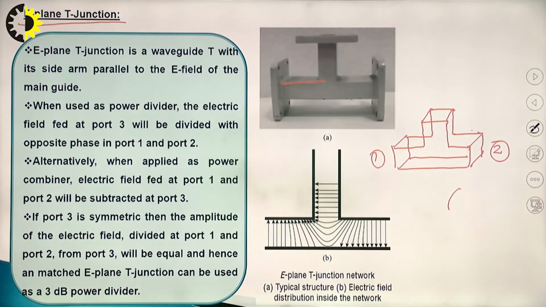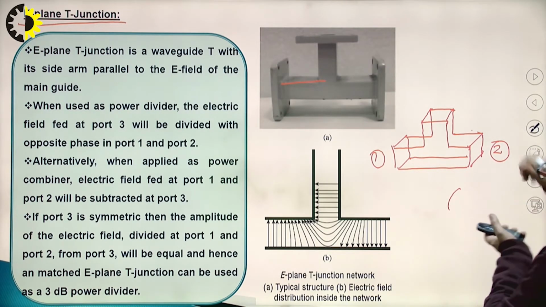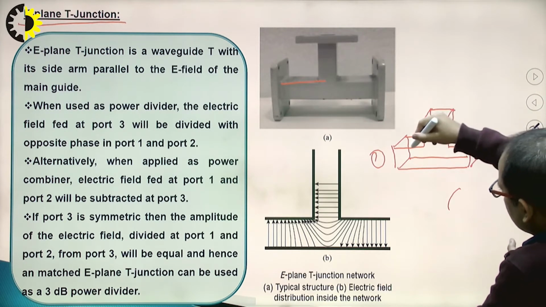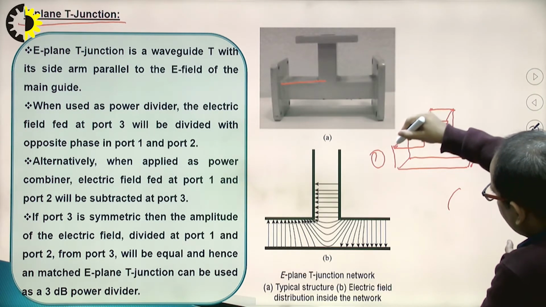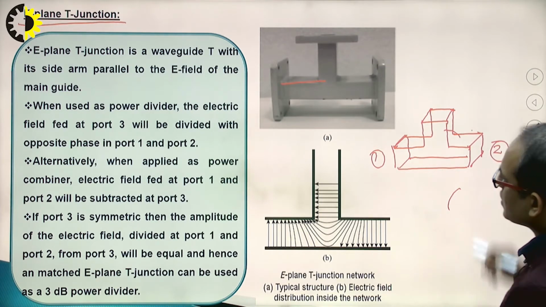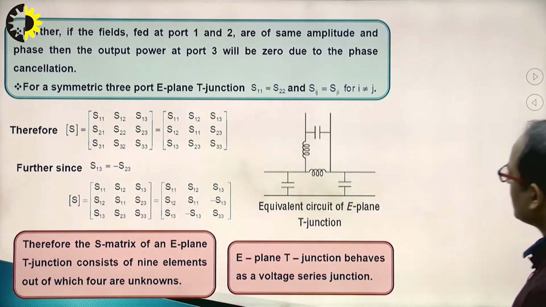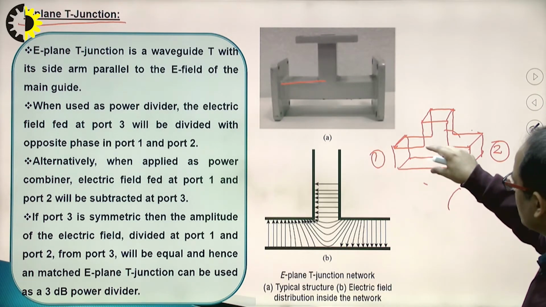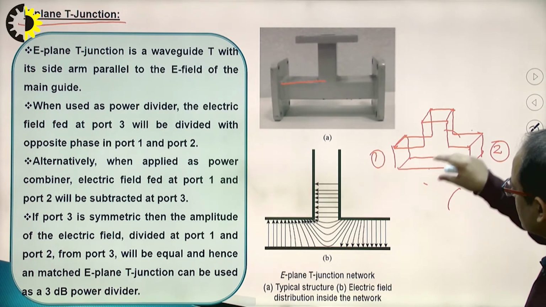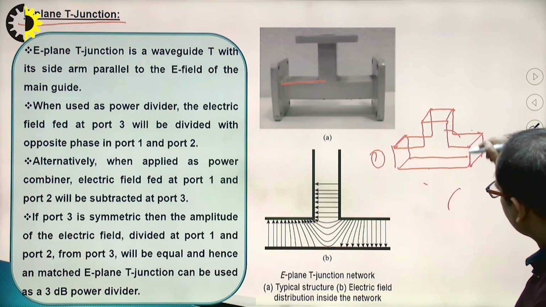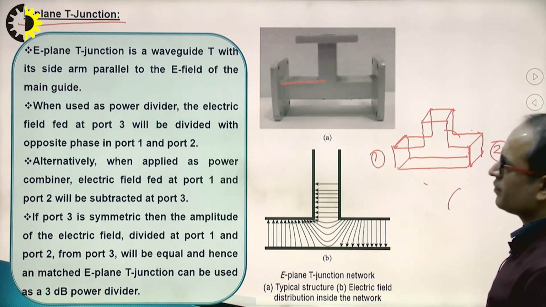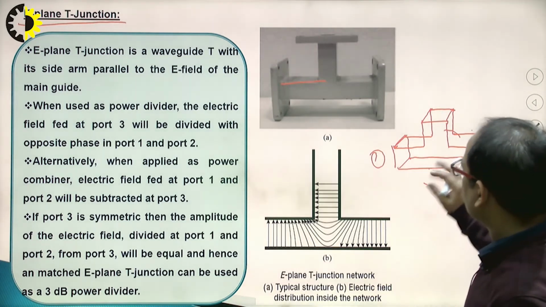Clear? So this one is, if I say I'm adding this port along this direction, it is known as the E plane T. Now if I add this waveguide, this junction, or another waveguide along this dimension, that will be known as the H plane T. So why is it known as the E plane T?